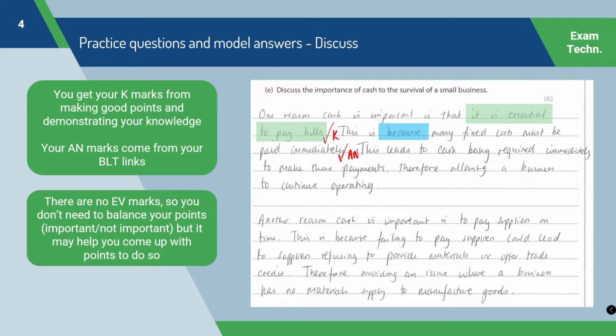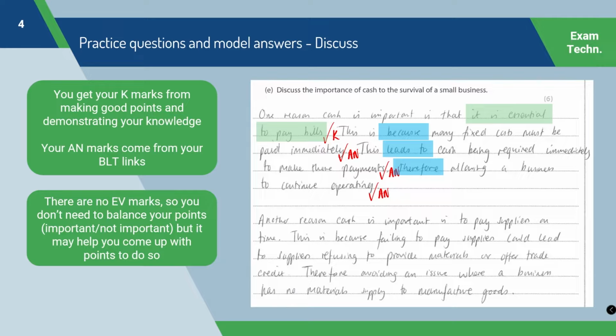Again, that is true, and it's nice that the student has put fixed costs and not just said costs in general. I think if they'd said costs on its own, you wouldn't be getting the mark, because bills and costs are probably fairly similar. But because they've highlighted it might be a fixed cost, that develops that a little bit more. This leads to cash being required immediately to make these payments. Another point there, you need the cash to actually make the payments, therefore allowing a business to continue operating. Or you could have said remain solvent, that kind of thing is the idea.